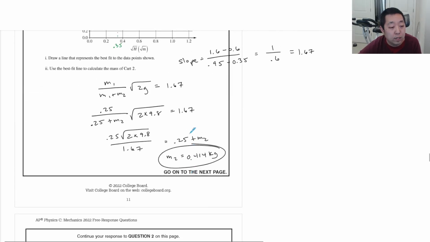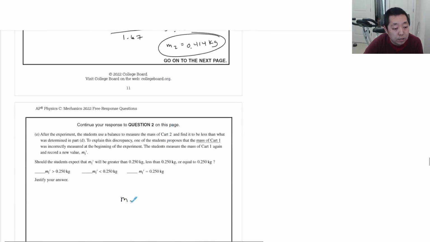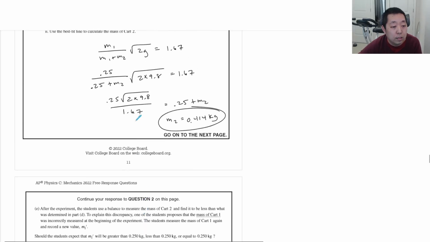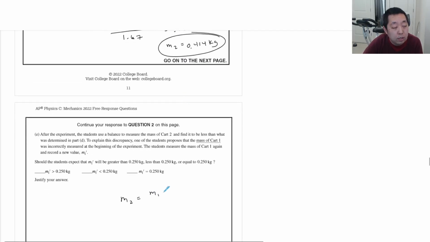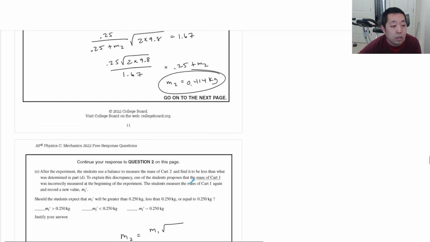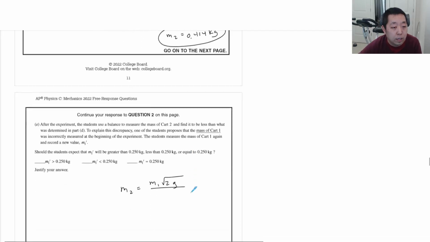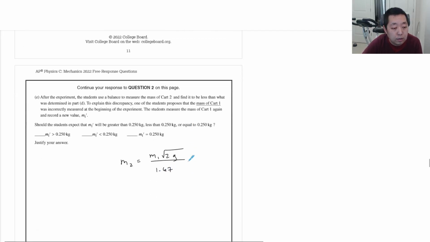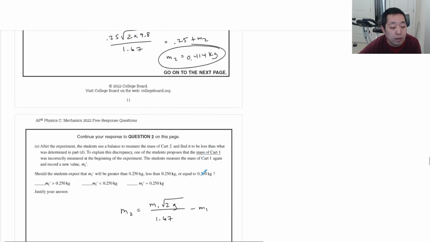Okay, so this is kind of interesting. One way to do this is to look at your expression here and look at what m2 is. You could have solved for m2 in terms of m1. All the 0.25s are just m1. So I would have done m1 root 2 times 9.8, 2g over 1.67, that's our data, minus m1. I think that's what I ultimately derived here.